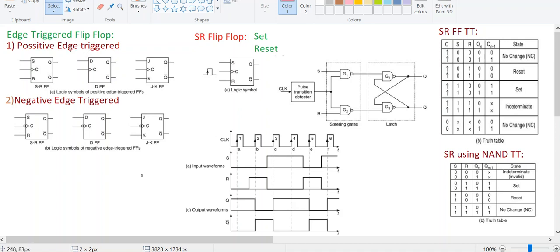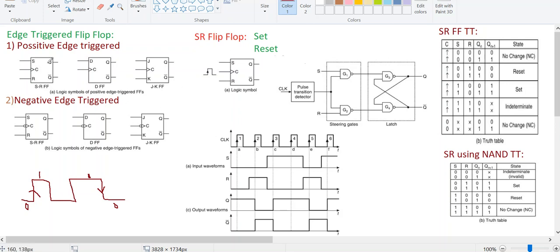The edge triggering can be configured into two categories: positive edge triggered and negative edge triggered. Positive edge triggered is like this: if we consider our clock signal, this is 0 and this is 1. Here my positive transition is going from 0 to 1, therefore we call it positive edge triggering. Whereas if we consider this as 1 and this as 0, my transition is taking place from 1 to 0. This is called negative edge triggering. So I can give either of these two inputs for the SR flip-flop.